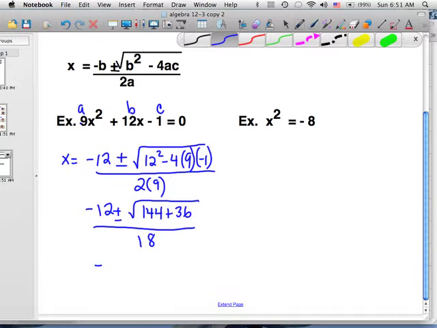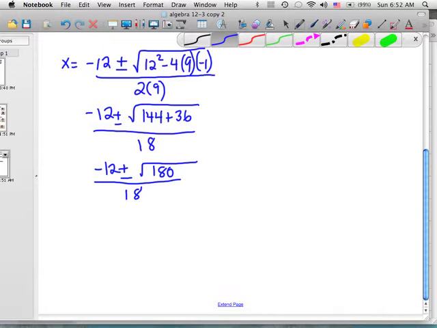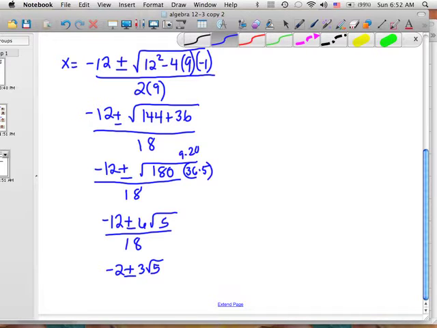So negative 12 plus or minus the square root of 180, all over 18. And 180 is, let's see, we got a 9 times 20, but within the 20 is a 4, so it's 36 times 5 is what we have here. So we can take out the square root of 36, which is 6, and have the 5 left over 18. And then we can simplify, since all three of these numbers are divisible by 6. So we get negative 2 plus or minus 3 radical 5 over 3. And this will be our answer.